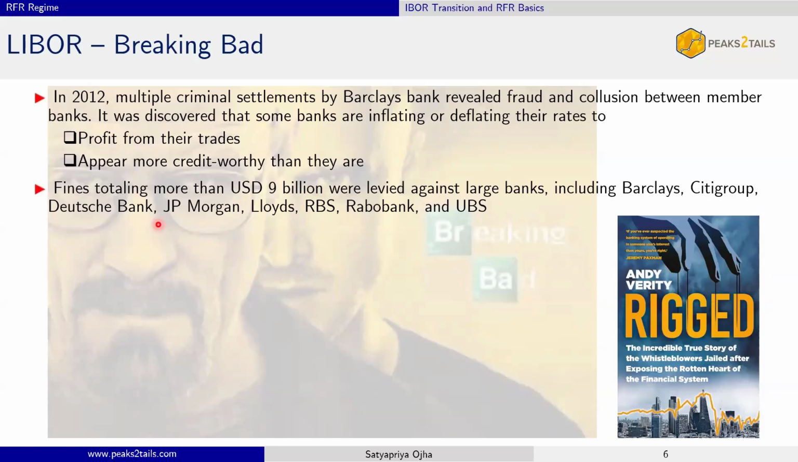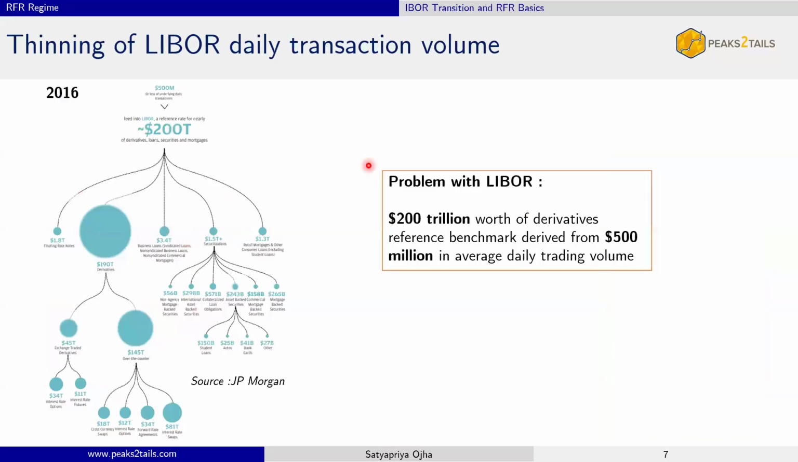Okay, this is not the reason why SOFR, or the alternative reference rate, was introduced. Okay, this is not the reason. After the LIBOR scandal, there was strict governance and protocols that were put in place. The real reason why LIBOR was transitioned is in the next slide. So here is the real reason.